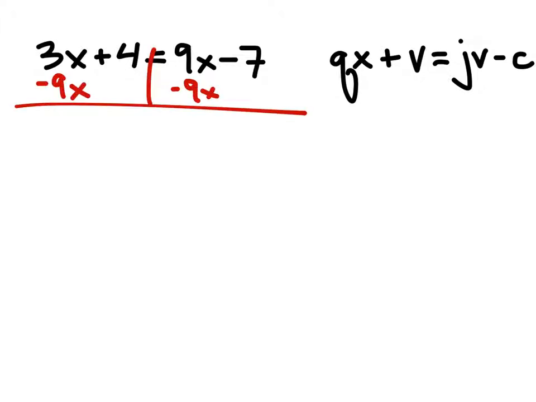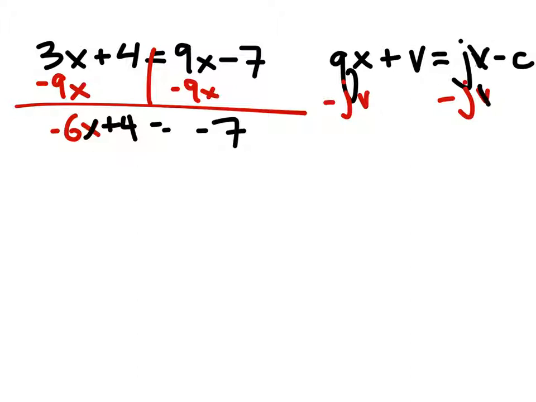Now if we just remember the purpose of this, then manipulating these other equations isn't too bad. If we did that, you'd get negative 6x plus 4 equals negative 7. It's going to work the exact same way on this other one, except we have to be careful with the q and j stuff. So I'm going to do the same thing and subtract jx from both sides. I apologize, I meant to make that an x right there, just so it's comparable.